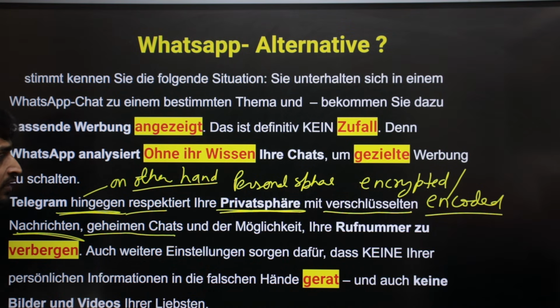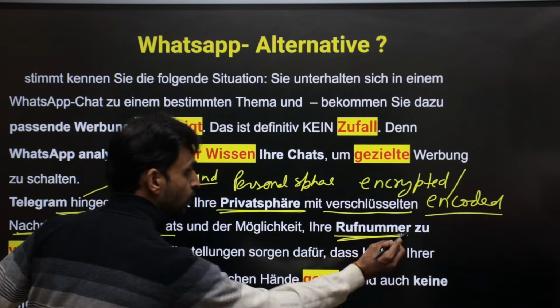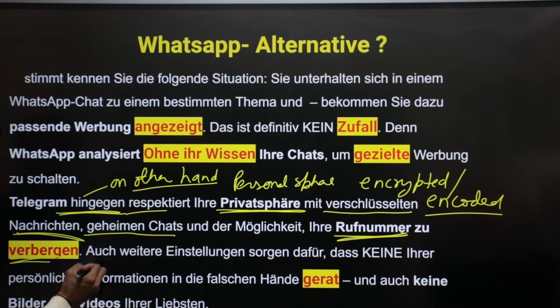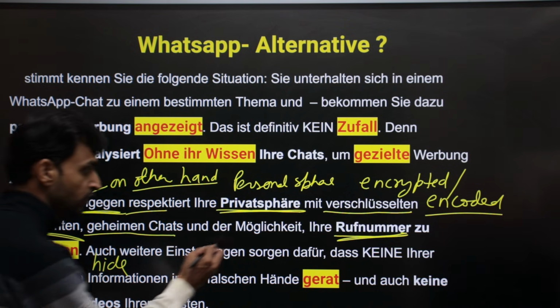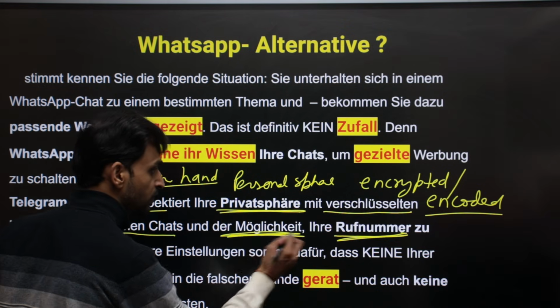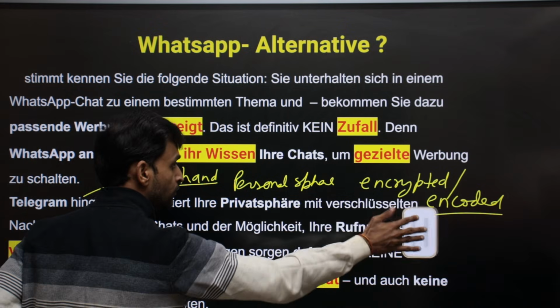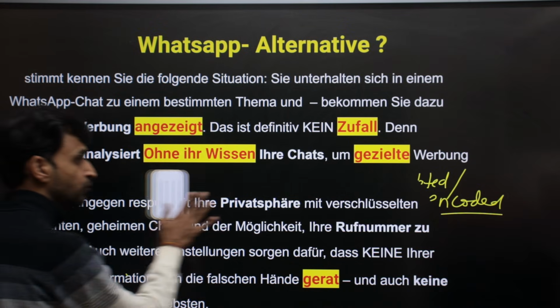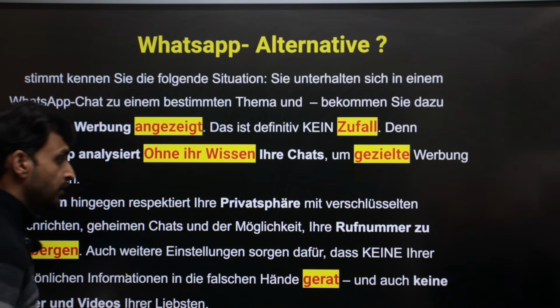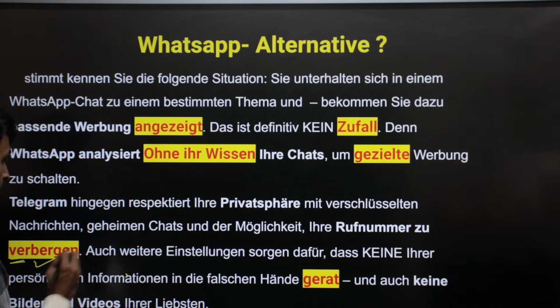Geheimchats unter Möglichkeit, ihre Rufnummer zu verbergen. Rufnummer means your calling number. Verbergen means hide. You can hide your Rufnummer. It gives you the possibility to hide your number. Who gives you? Telegram gives you this possibility to hide. Verbergen. Rufnummer zu verbergen. Okay?